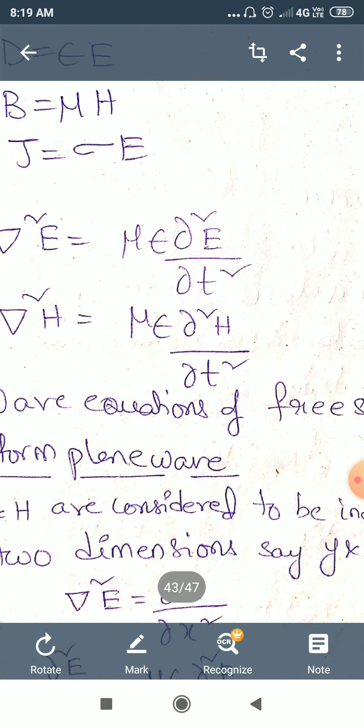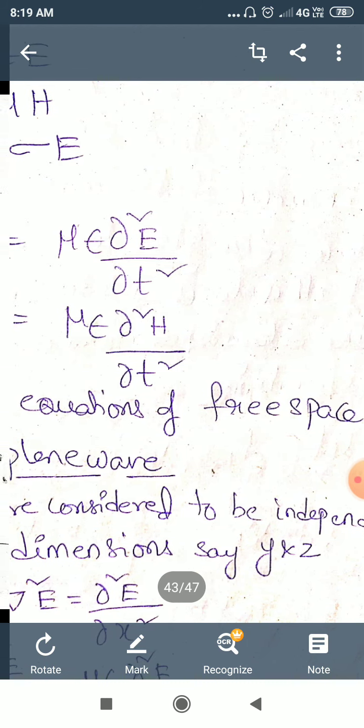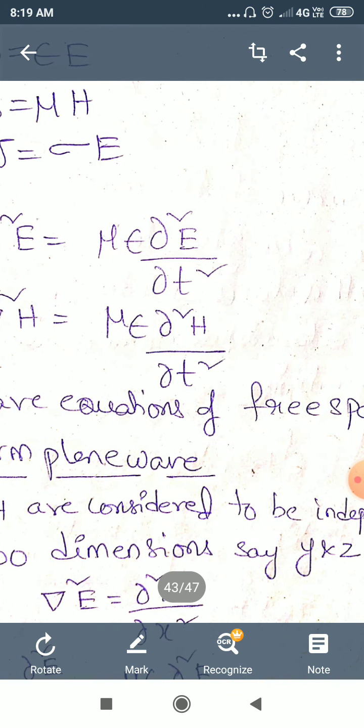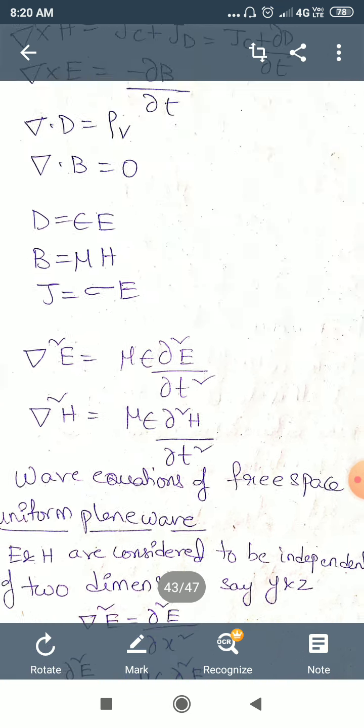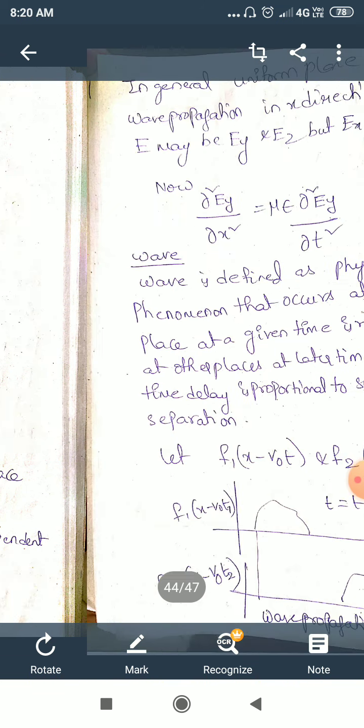So what is the wave equation? We take del square E equal to dou square E by dou x square. Del square E would give dou square Ex by dou x square plus dou square Ey by dou y square and so on, but because it is independent of y and z, del square E equals dou square E by dou x square. Now we write dou square E by dou x square equal to mu epsilon dou square E by dou t square. Leave it here; we will go to the next case.